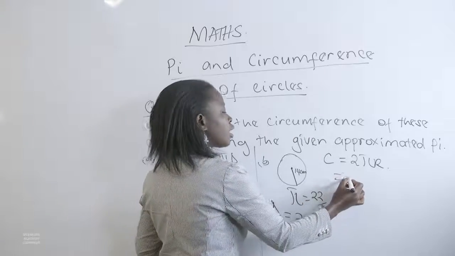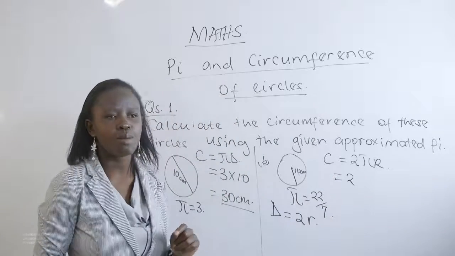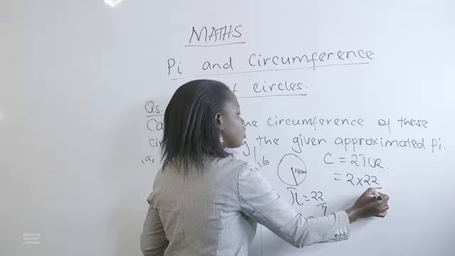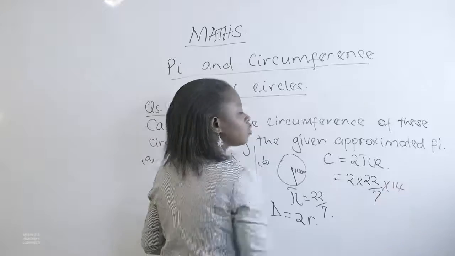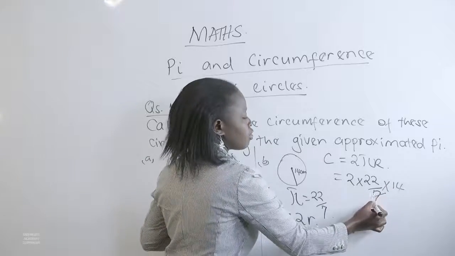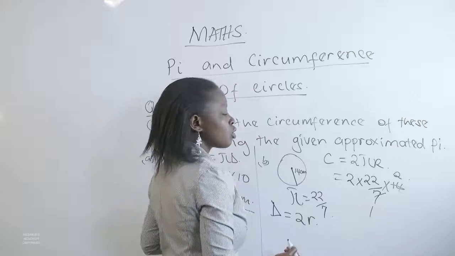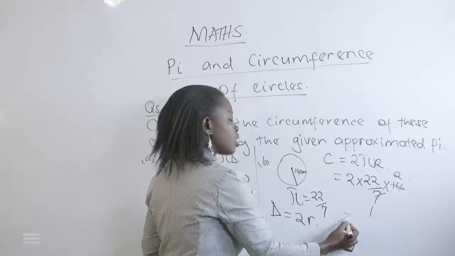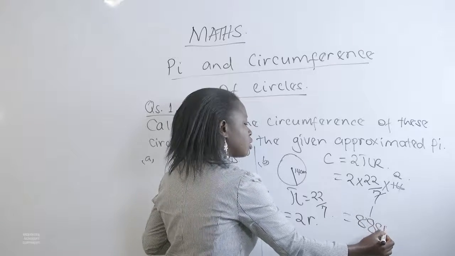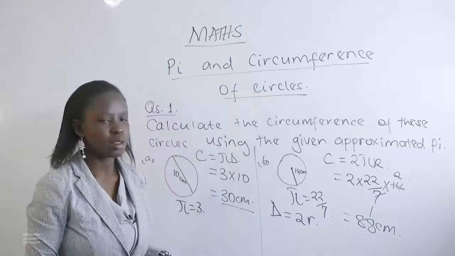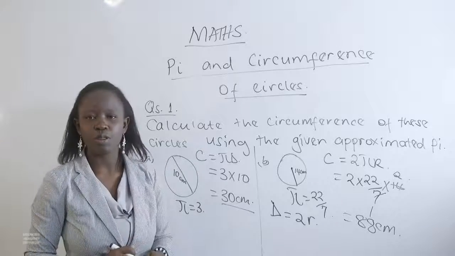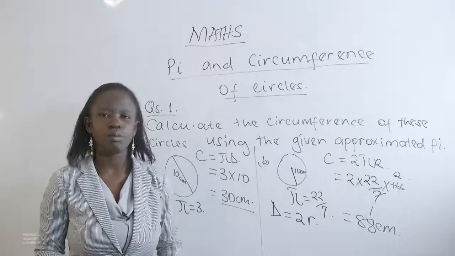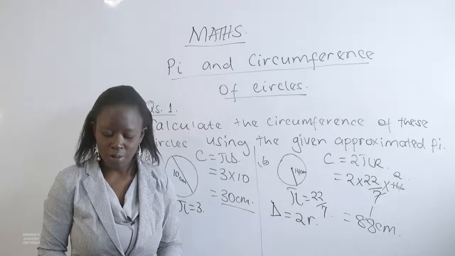So this will mean I have 2. We've been told to use a pi of 22 over 7. So 2 times 22 over 7. Our radius is 14. 7 into 7 once, 7 into 14, 2. So we have 2 times 22, which is 44. 44 times 2 gives us 88 centimeters. So that means the perimeter of that given circle is 88 centimeters using a pi of 22 over 7.